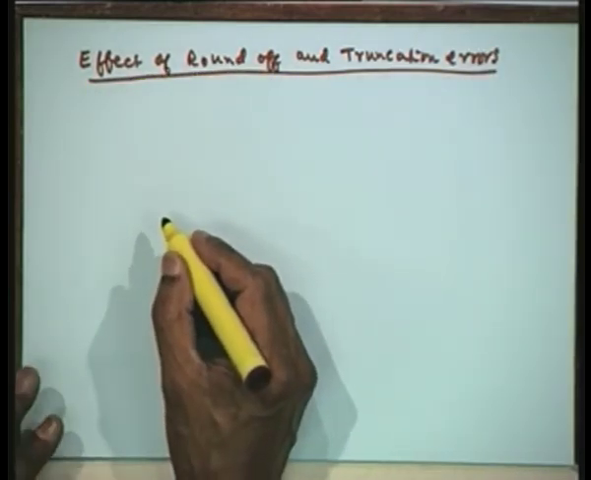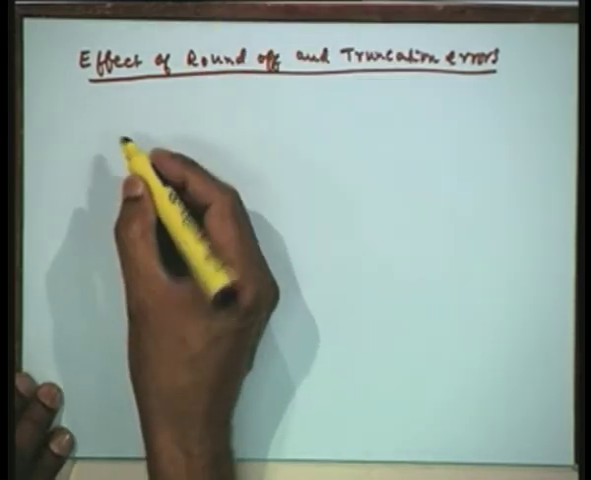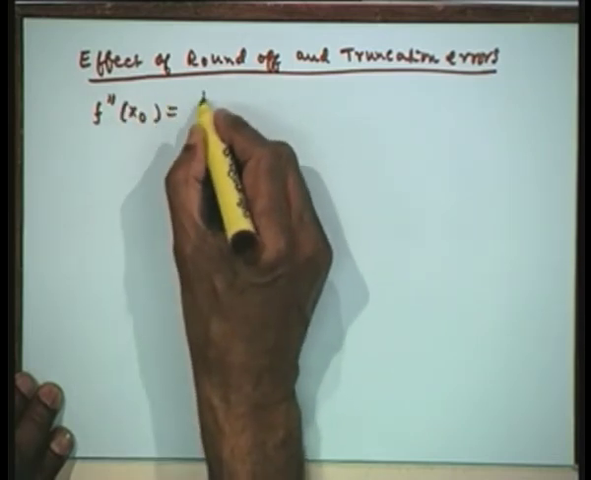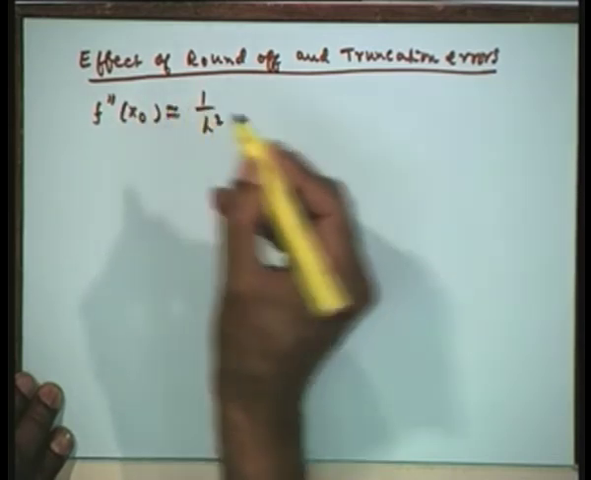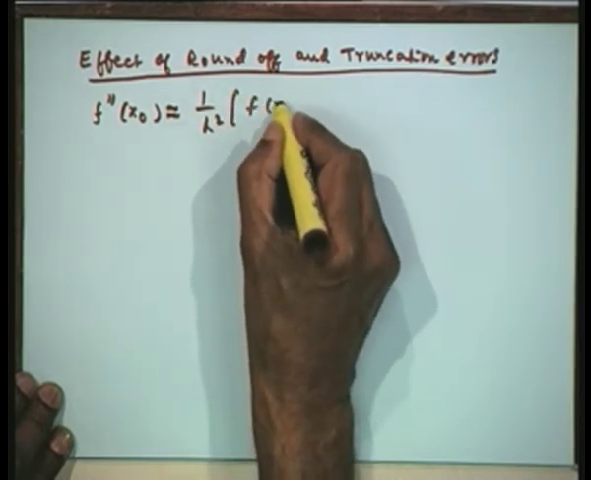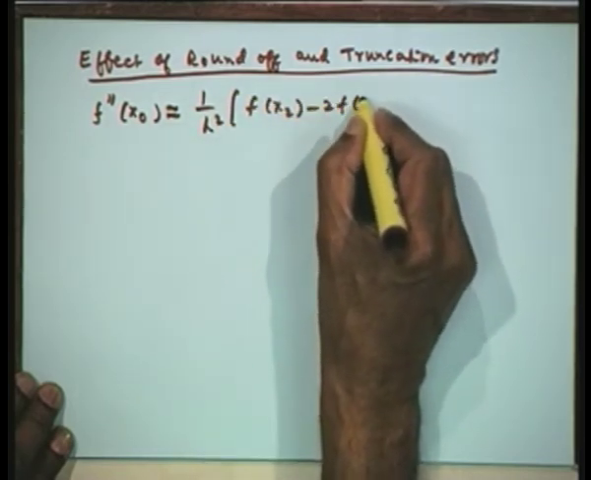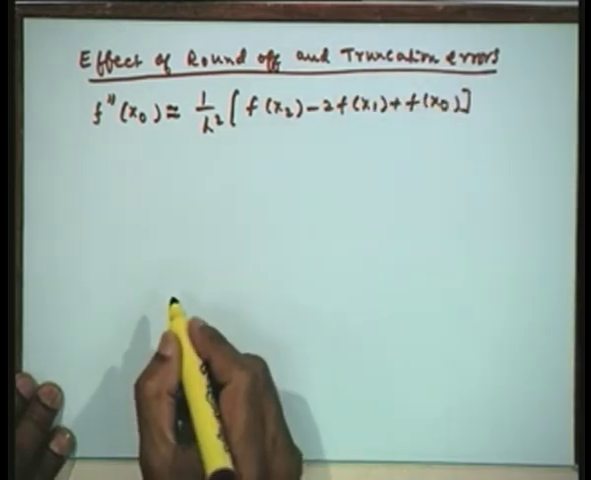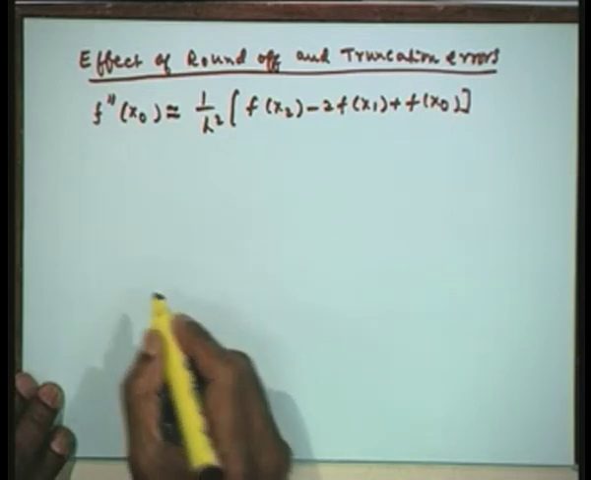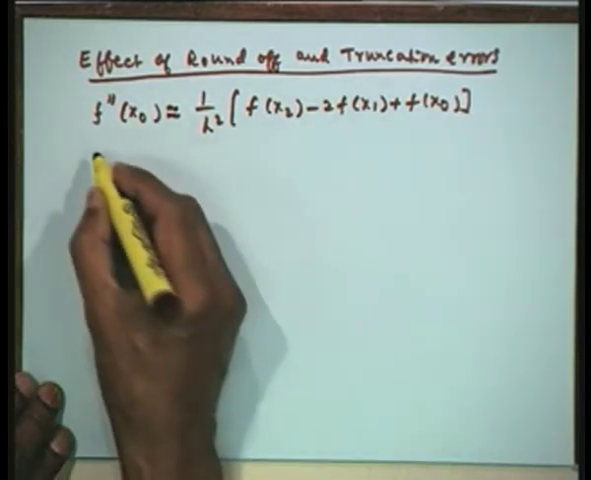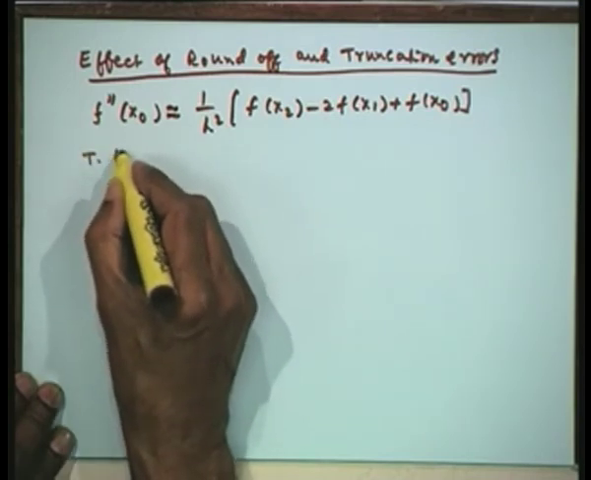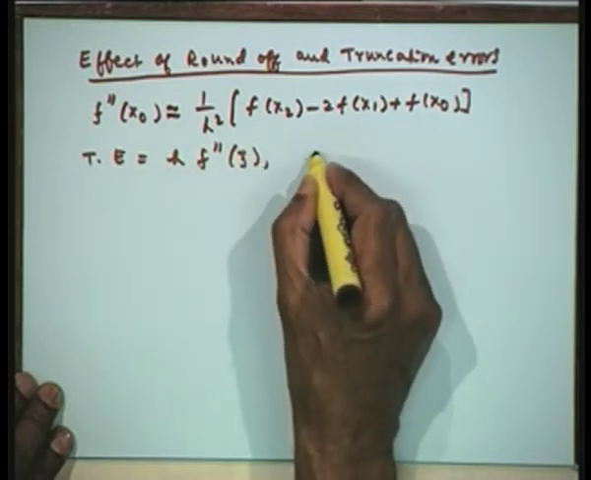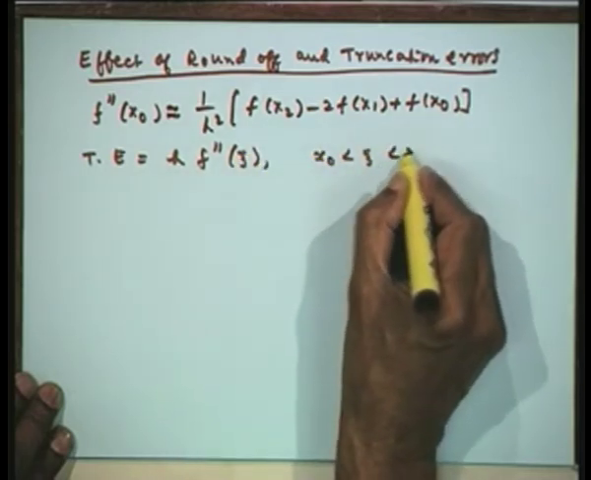Now, I shall illustrate it through an example as I have done in the previous case. Let us take any particular formula. Let us take the formula that we have derived using the forward differences. This is approximately 1 upon h square, f of x 2 minus twice f of x 1 plus f of x 0. Now, we have given the error expression for this already. So, let us take this error as a truncation error, equal to h f double dash of xi lying between x naught and x 2.